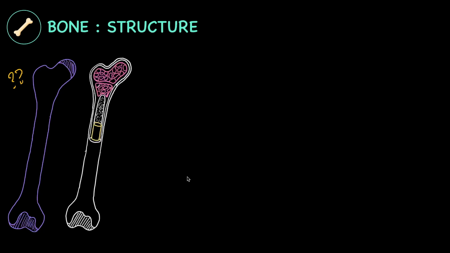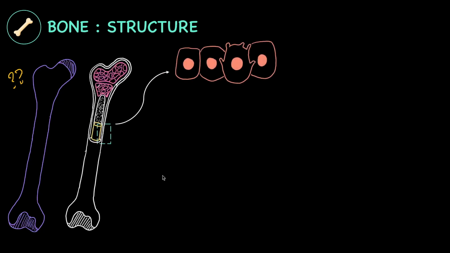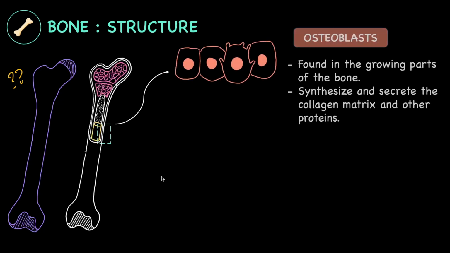But broadly, we're going to talk about two. The first type of bone cell we're going to talk about is the osteoblasts. Osteoblasts are considered to be bone forming cells and they are found in the growing regions of the bone. They synthesize and secrete collagen matrix, and along with that, they secrete certain other proteins as well.